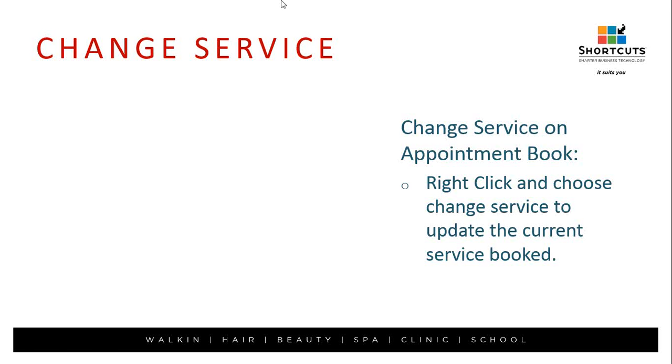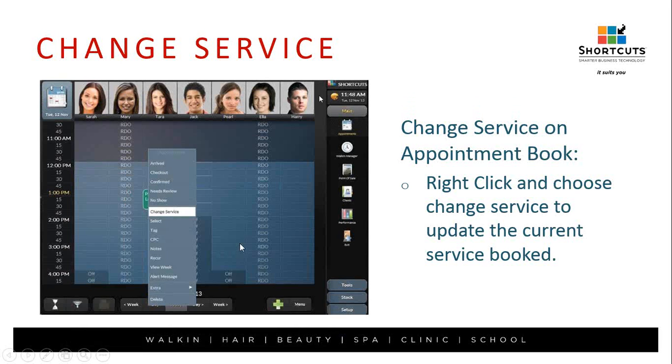So here what we can do is right click on an appointment, and then go to change service. So just right click on an appointment, change service. It takes you through to the service picker, and you just choose the service that you want to do. What that means is it's updating the appointment book. So if you were booked in for half an hour and actually they needed 45 minutes, it will correctly alter the timings of that appointment for the correct service that you're changing it to.